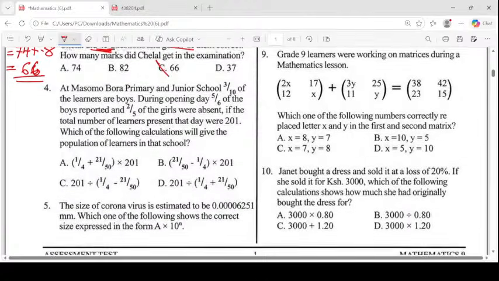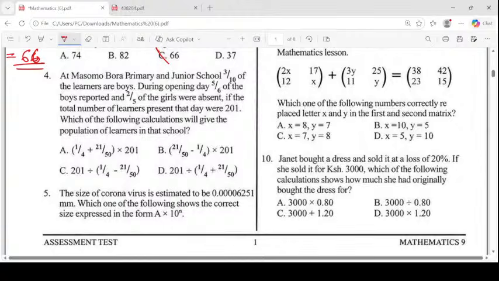Question number 4. At Masomo Bora Primary in junior school, 3/10 of the learners are boys. During an opening day, 5/6 of the boys reported and 2/5 of the girls were absent. If the total number of learners present that day were 201, which of the following calculations will give the population of learners in that school? So I want us to get it this way.